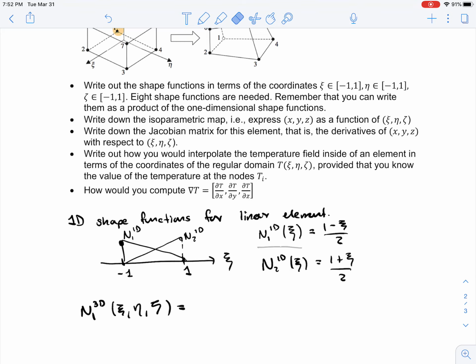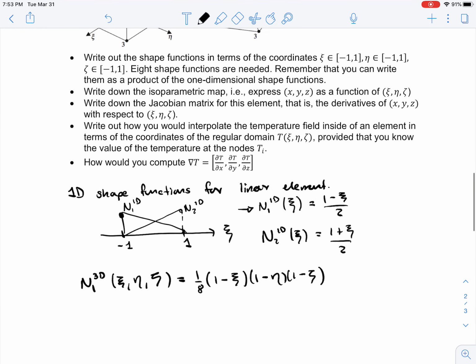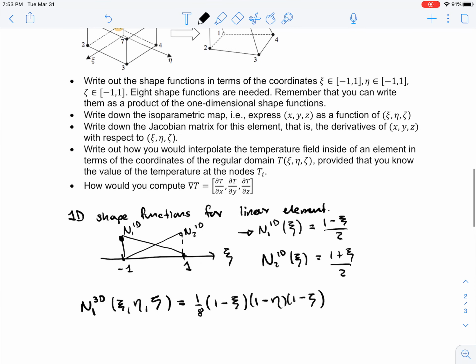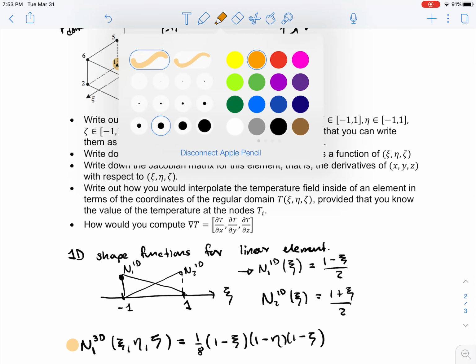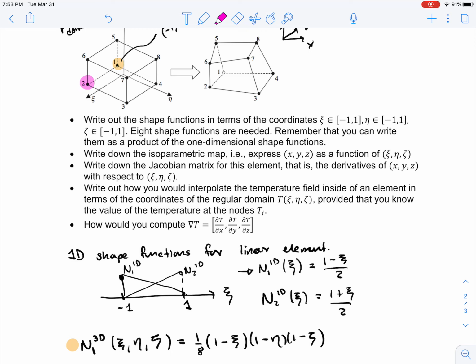will be the product of the n1 shape function, but in terms of xi, eta, and zeta. So this will give you 1/8, and then similar to the n1 shape function, but for all 3 coordinates. So that's the first shape function. That's the shape function that corresponds to the orange node right there.